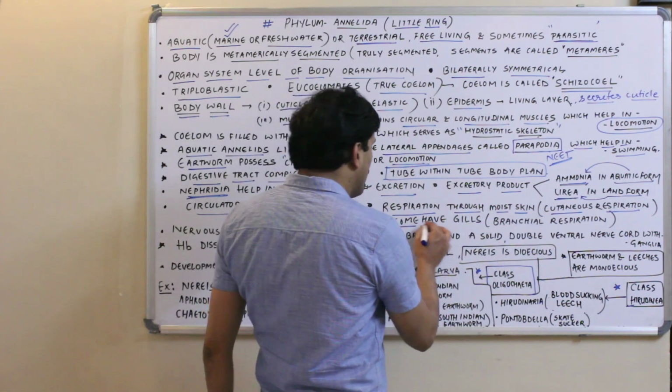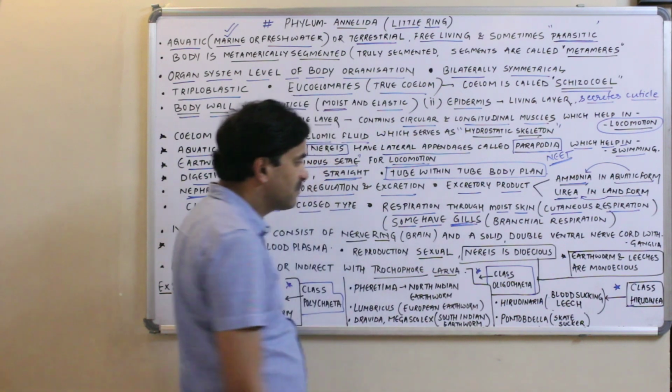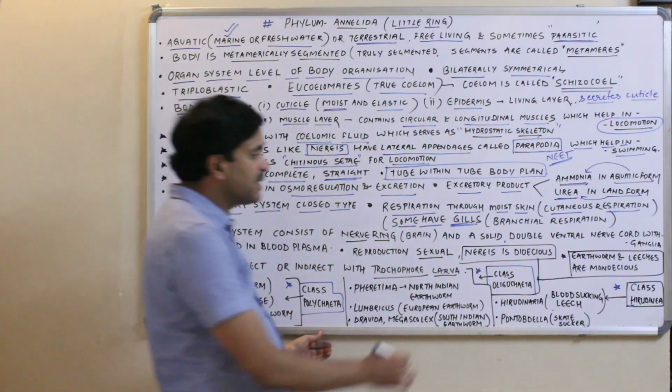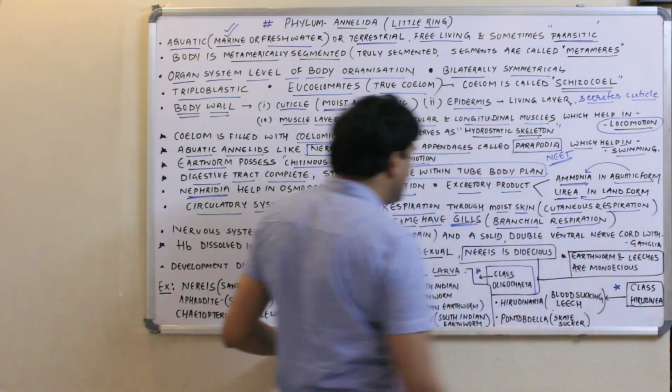But there are a few aquatic forms which have gills, and when respiration occurs through the gills, it is called branchial respiration.